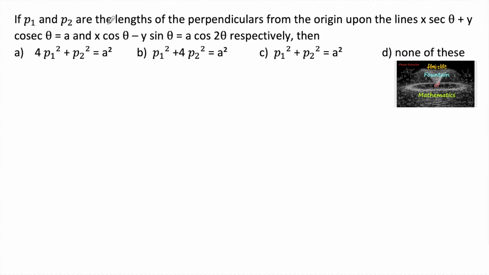If P1 and P2 are the lengths of the perpendicular from the origin upon the lines x secant theta plus y cosecant theta is equal to a, and x cos theta minus y sin theta is equal to a cos 2 theta respectively, then what is the relation between P1 and P2?